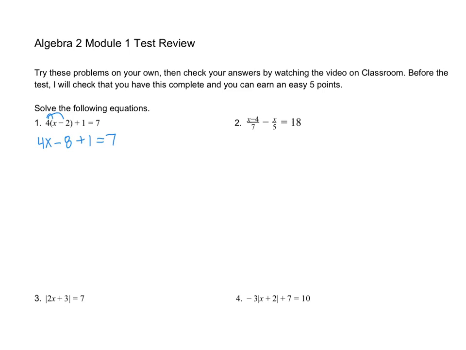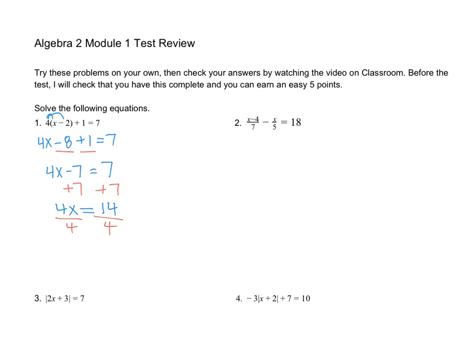Next thing we want to do is combine like terms. And we have like terms of negative 8 and positive 1, which when we combine give us 4x minus 7 equals 7. Now we can start getting x by itself. So my first step is going to be to add 7 to both sides, which then gives us 4x equals 14. And then our last step is to divide both sides by 4.